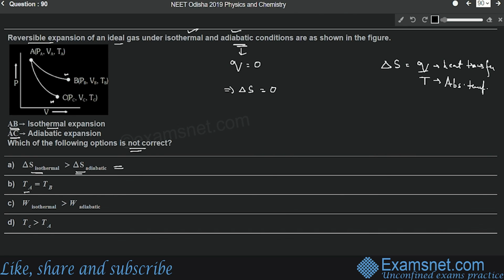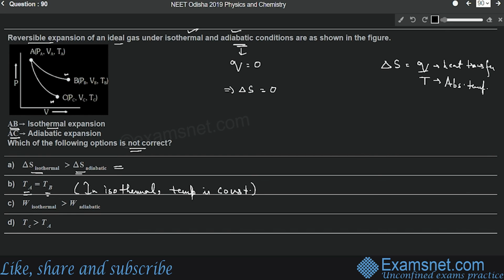It says that TA is equal to TB. So we are talking about the upper graph AB, and this is for isothermal, and in case of isothermal, temperature remains constant, right? In isothermal process, temperature is constant. That means temperature at all the points in this graph will be same. So here initial temperature and final temperature will also be same. So this is also a correct one. So let's move to the third option.